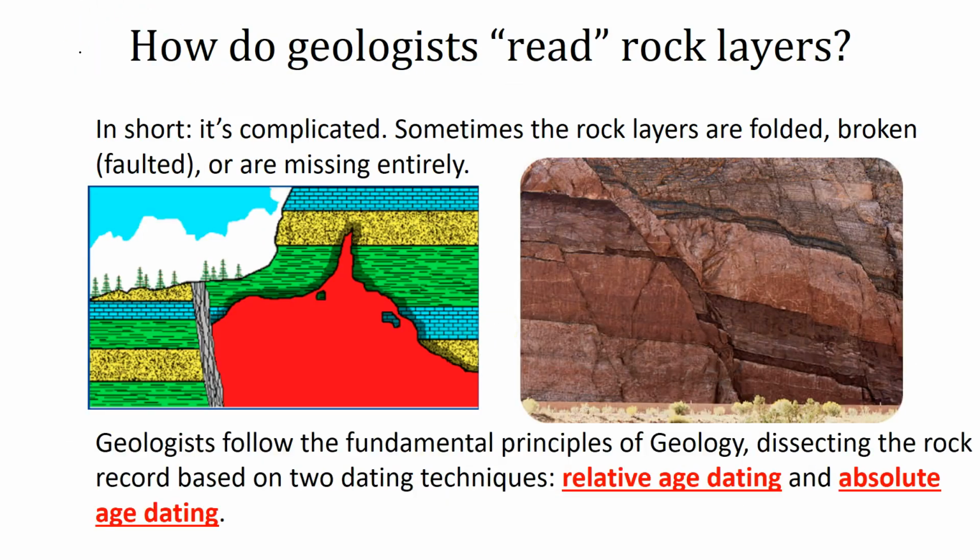So, how do geologists actually read these rock layers? What do they look for? Well, in short, it's complicated. Oftentimes, our rock record is imperfect. Sometimes the rocks have been folded, sometimes they've been broken, and sometimes layers of rock are missing entirely. So geologists start off by following some of the basic ideas of geology and dissecting the rock record using either relative age dating or absolute age dating, generally a combination of both.